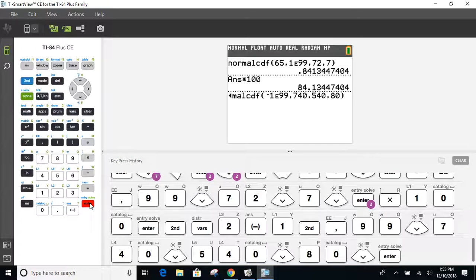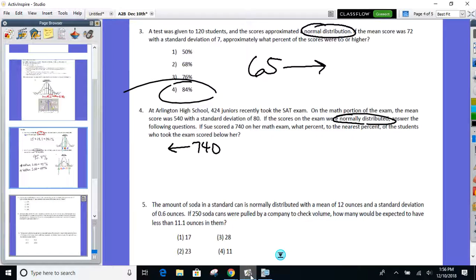And you'll actually find out she did pretty darn good. Because what percent of the scores scored below her? Yeah, 99% scored below her. 99.3, I'll put.